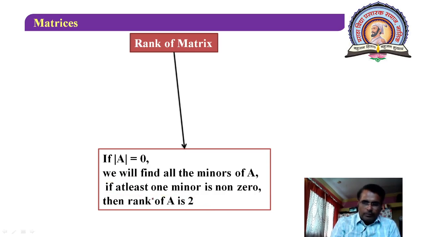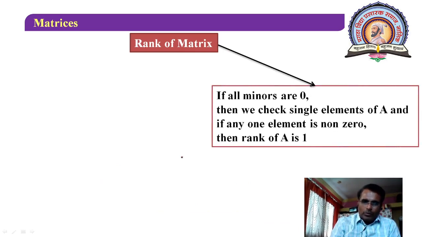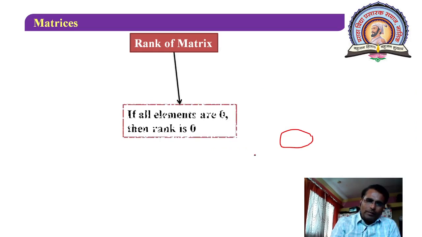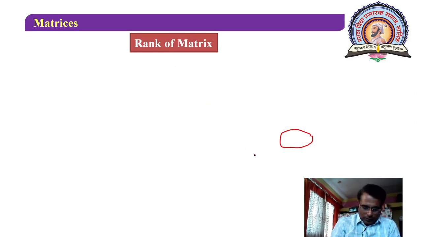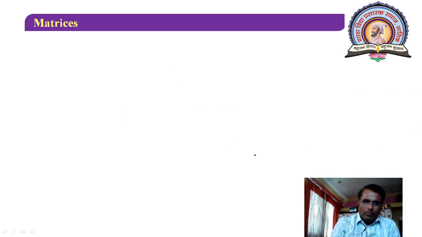Then see what is next. If determinant A is equal to 0 and if all minors are also 0, then we check the single element. If a single element is non-zero, then the rank is 1. Otherwise, if every element is 0, then the rank is 0. So, this way you can consider the determination of rank of a matrix.